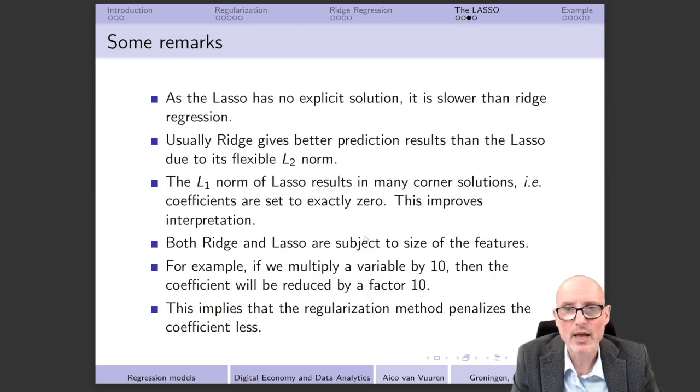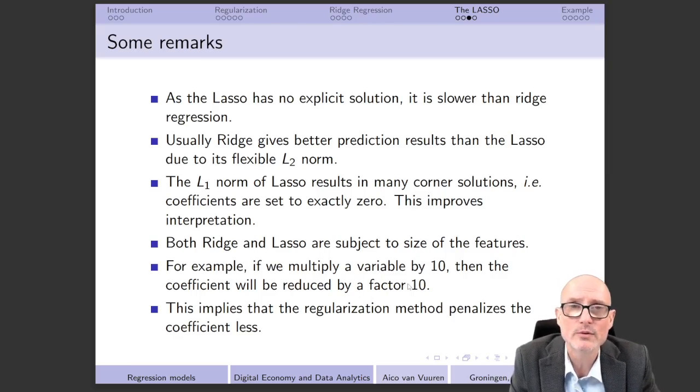Well, then finally, I would like to say something about ridge and lasso at the same time. Even if you would like to do both ridge and lasso, and you're not asking yourself whether you have to make a choice between them, we should take into account that ridge and lasso both have the problem that they are subject to the size of the features. That's a thing that you might already know. When we multiply a particular feature, for example, then we already know that the coefficient will be reduced by a factor of 10. That's probably something that you already know.